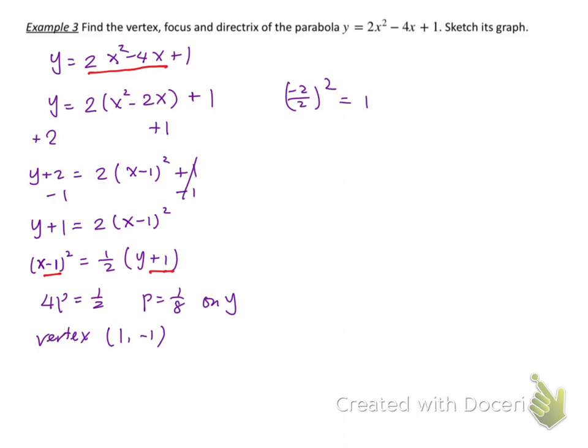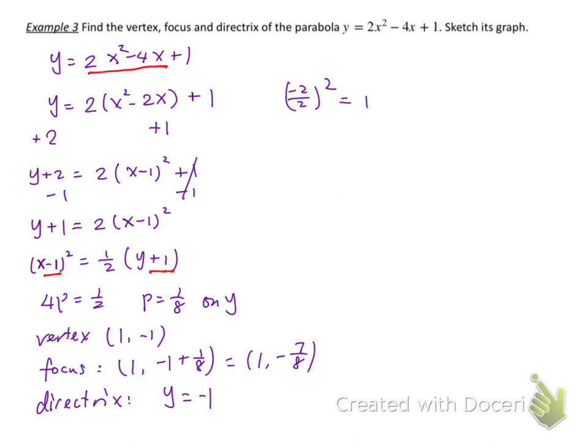The focus is supposed to be (0, p), which means you are going to add p on top of the y coordinate. So focus will be (1, -1 plus 1/8), which is (1, -7/8). That's the focus. And the directrix is a line. The base is y equals negative 1, then minus the p, so negative 9/8. Then we can put them together.